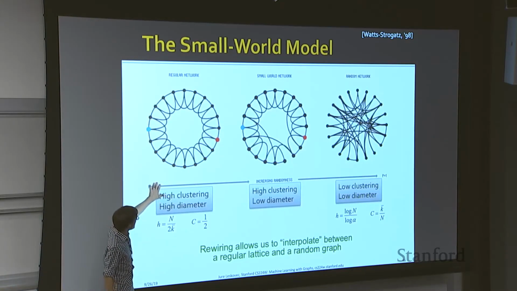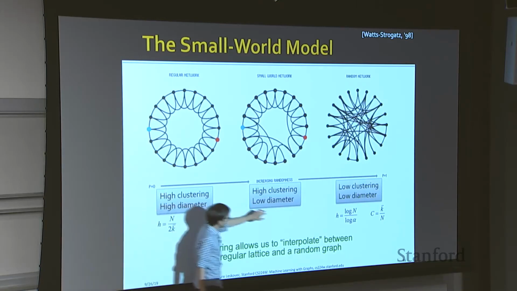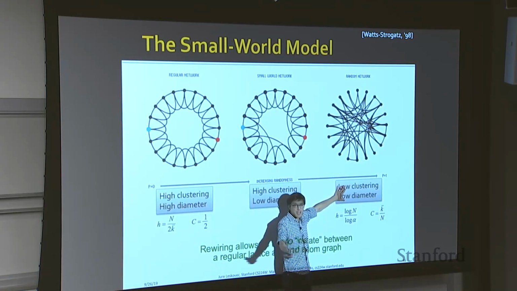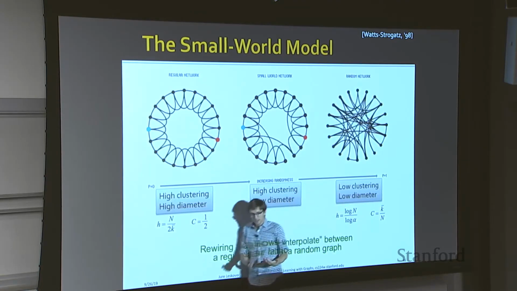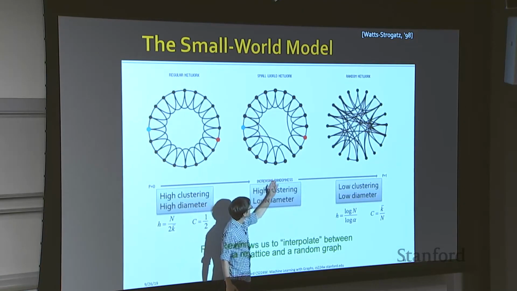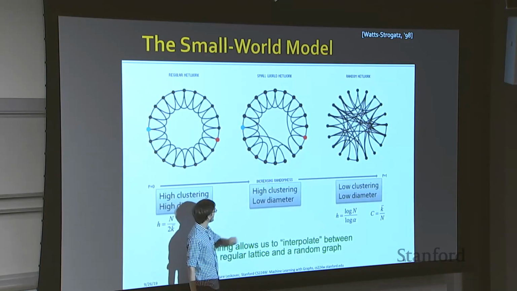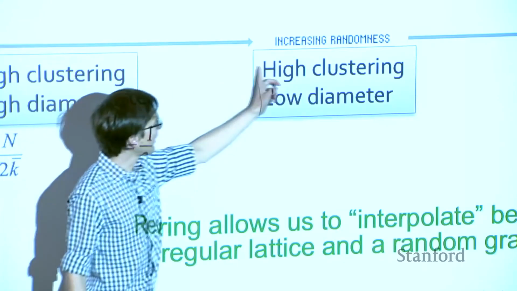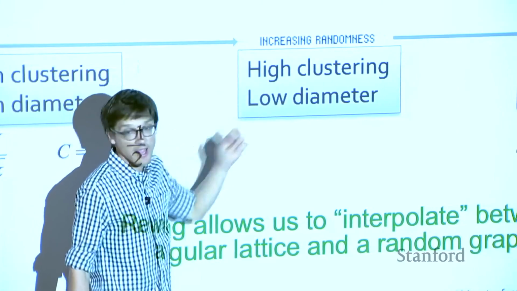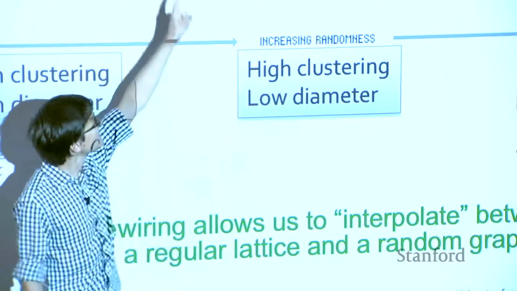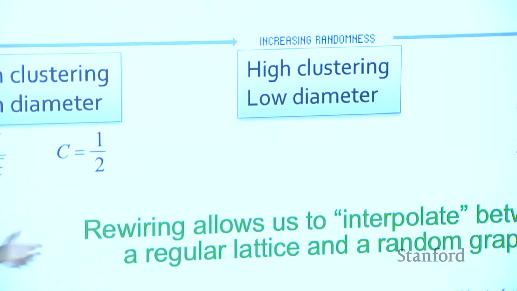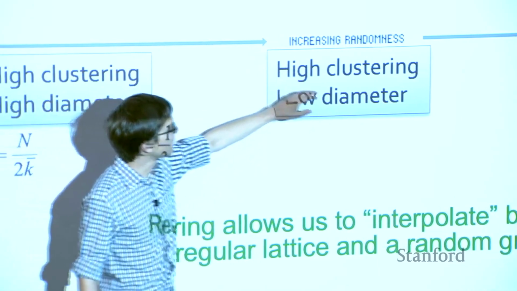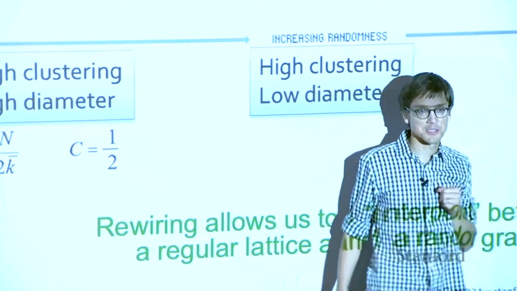You know that when p is 0, we will have high clustering and high diameter. And we know when p equals 1, which means every edge gets rewired, we'll have low clustering and low diameter. But it turns out that when I'm somewhere in here, in some good range of p, I will maintain the high clustering, but I will also get low diameter. So it means these random edges, there will be just enough of them to collapse the diameter, but not too many of them that they would collapse the clustering.